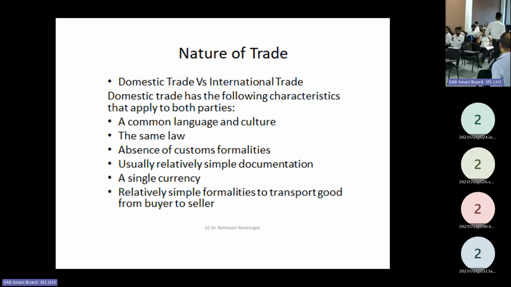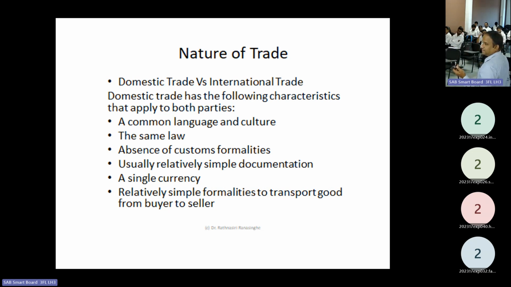And the currency used, we use a single currency, the domestic currency. Regarding transport facilities and so on, between the buyer and seller I can arrange that, and it is also not complicated. It's simple. So those are the things that we can highlight in domestic trade.